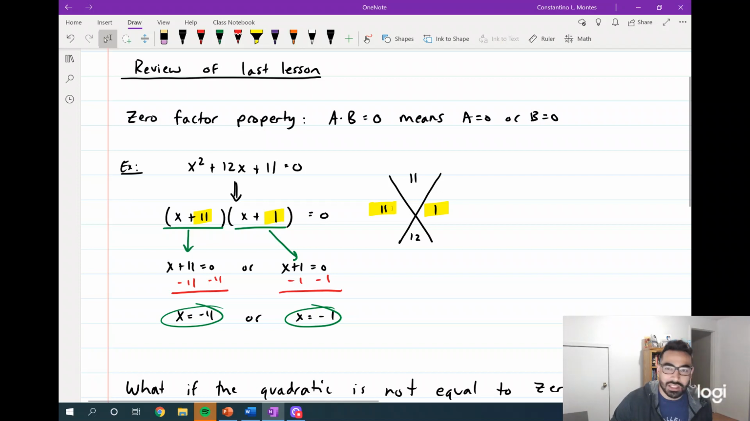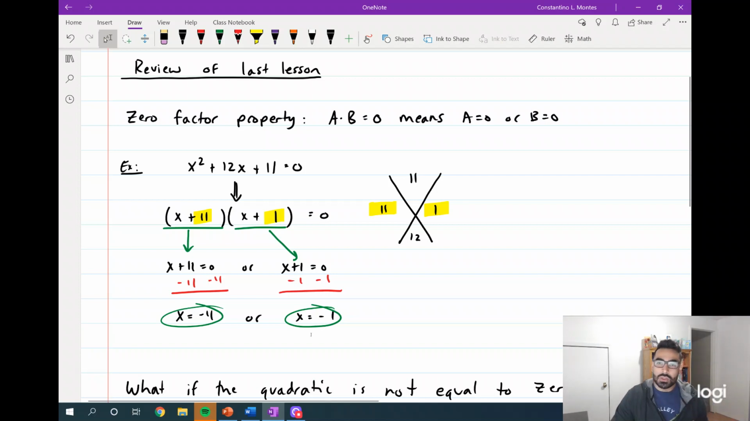And those numbers are 11 and 1. 11 times 1 is 11, but 11 plus 1 is 12. So those are my two factors, which you see right here highlighted, x plus 11 and x plus 1. And then we take those two factors because they're multiplied together and the result is 0. Either x plus 11 is equal to 0 or x plus 1 equals 0. Now we have a really simple equation to solve. Subtract 11 from both sides, x equals negative 11, and we subtract 1 from both sides, x equals negative 1.